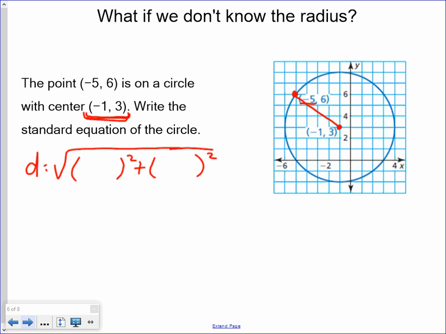Subtract the x's, so -5 and -1 will subtract. And then subtract your y's, 6 and 3. I'm going to go through this quickly since we did distance formula a ton this year.